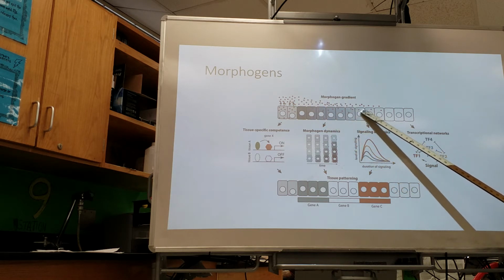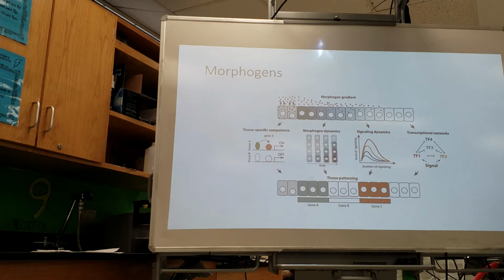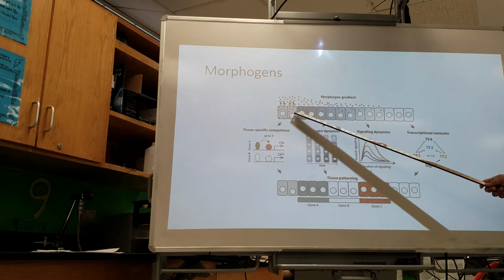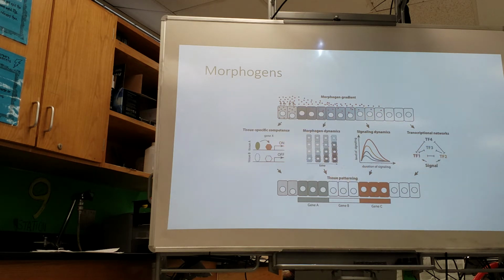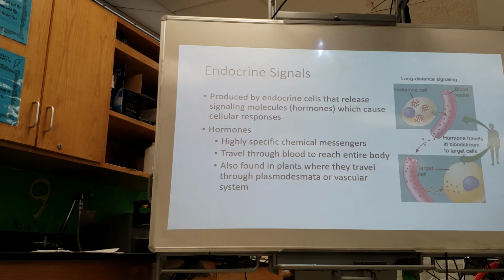The neighboring cells will receive the signal, and based on how much of the signal they're getting, they'll end up developing into certain types of tissue. So we looked at an example where, if you were near the concentration of morphogen, you'd develop into a thumb or a pinky, and if you were farther from it, you'd be the other type of digit, thumb or pinky.